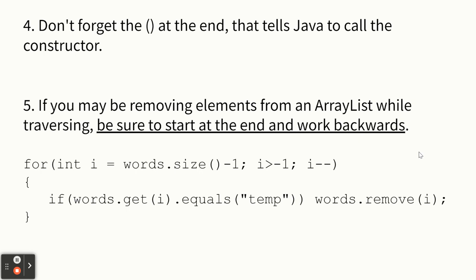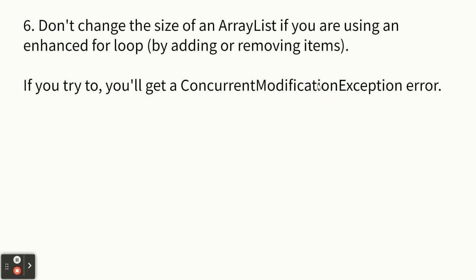And remember, if you're going to maybe remove some things from an ArrayList, you need to start at the end and work backwards. So here's a good example of that. If I'm deleting anything that is equal to temp, you have to start at the back and work backwards. Otherwise, it doesn't necessarily work the way you think.